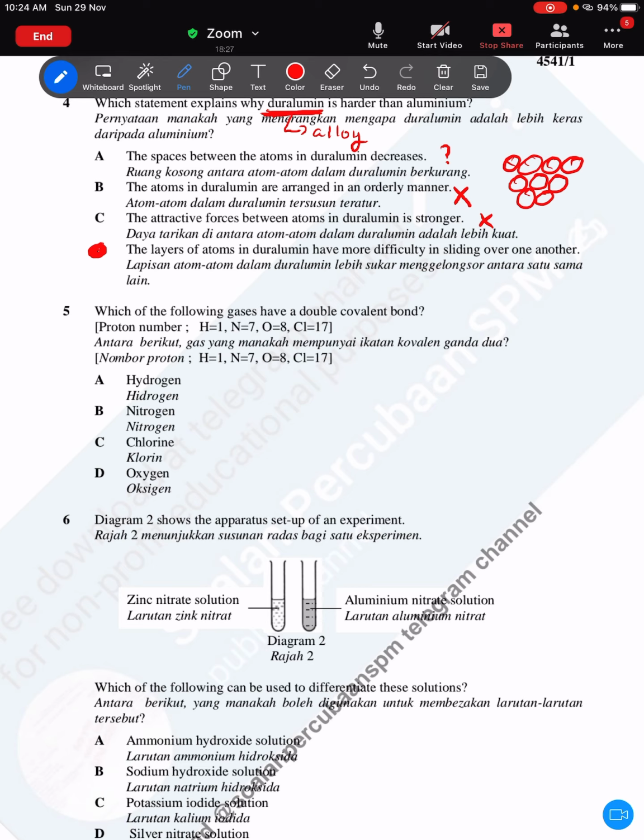Gitu. Terus promote 2-in-1. Okay, which of the following gases has the double covalent bond? Guys, I really will suggest for these particular things you need to draw the diagram. So a simple Lewis diagram, you have a hydrogen like this, a nitrogen like this, a triple bond, a chlorine is like this, and an oxygen like this. So which one will be the right answer? Double bond.